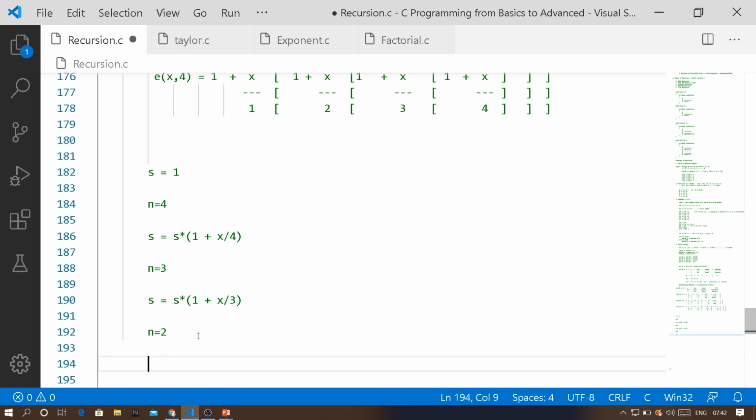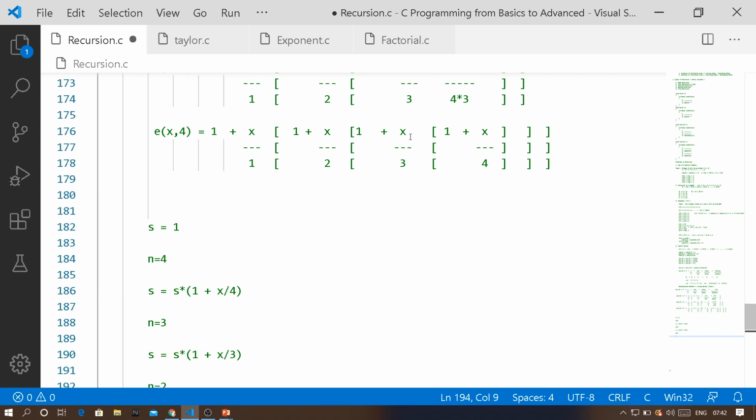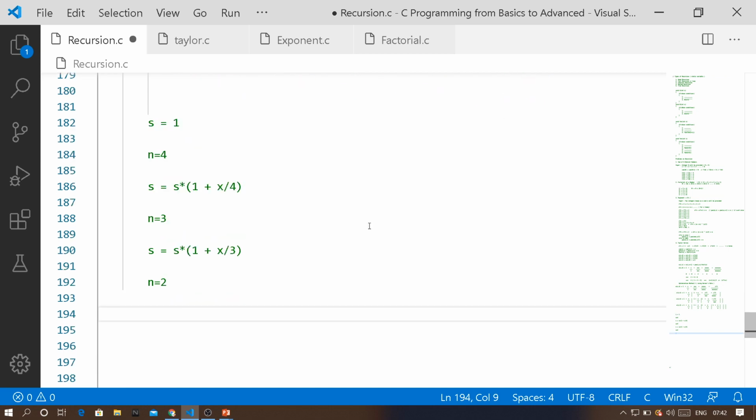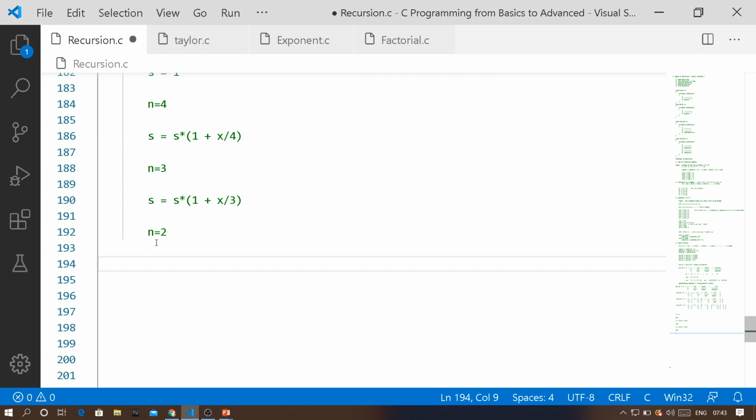After reducing n value to 2, what is the s value now? Initially s value was 1 plus x divided by 4. Then we multiplied that by 1 plus x divided by 3. So we have the product of 1 plus x divided by 3 and 1 plus x divided by 4. Now, with the existing product value, we are going to multiply a new value, 1 plus x divided by 2. So s is equal to s multiplied by 1 plus x divided by 2. What is 2? The present value of n.